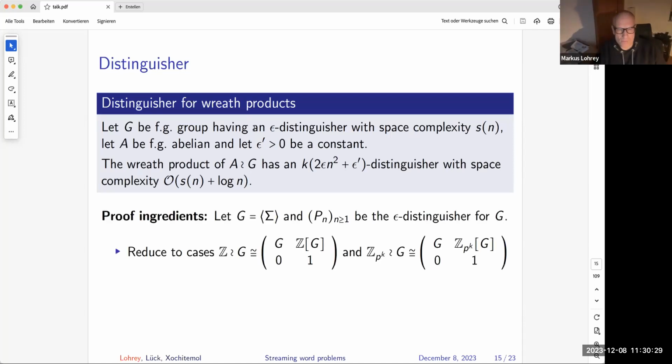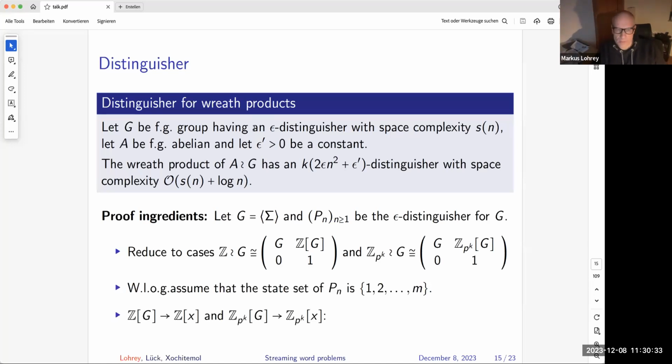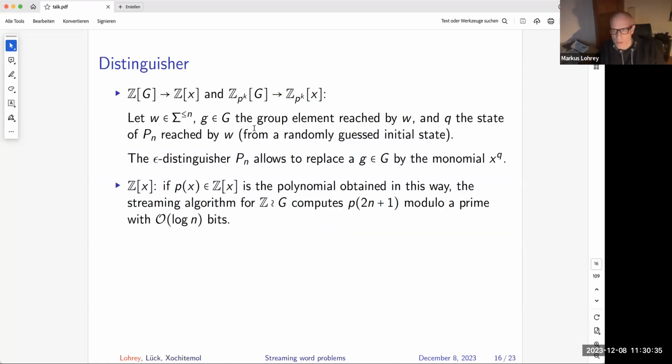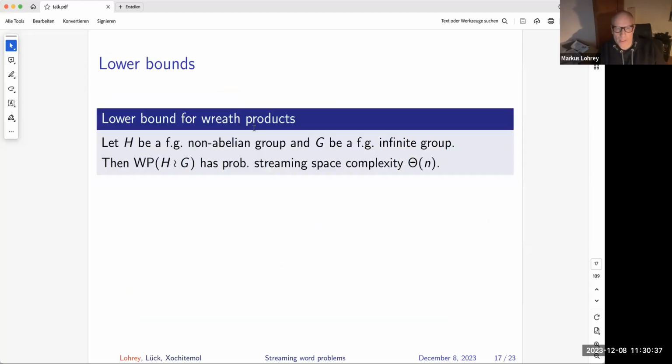I gave some very high level proof here, but I see I have only 10 minutes, so I will jump over that and say something about lower bounds for the probabilistic streaming space complexity. That might also be interesting. Let's take a look at what the results are.